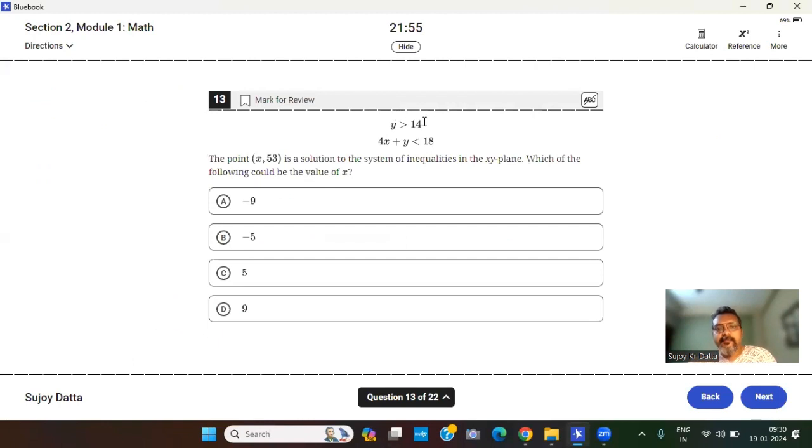Next. y is bigger than 14, and 4x plus y is less than 18. They are saying x and 53, so 53 is the y value, is a solution. Which of the following can be the value of x?